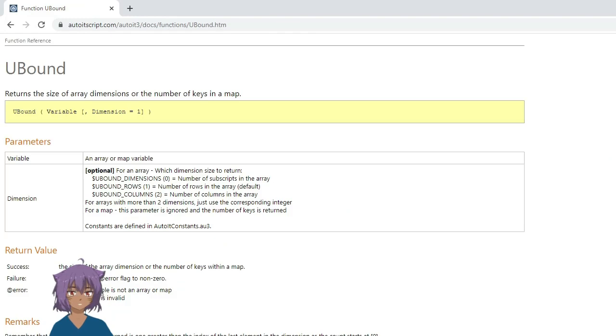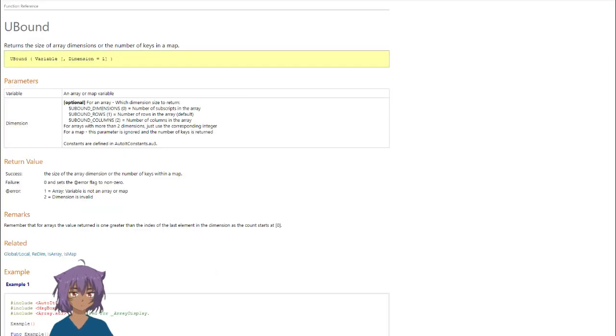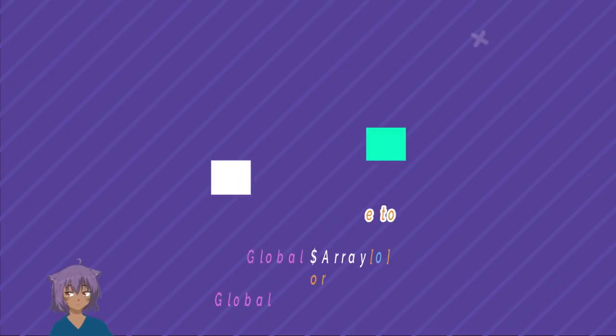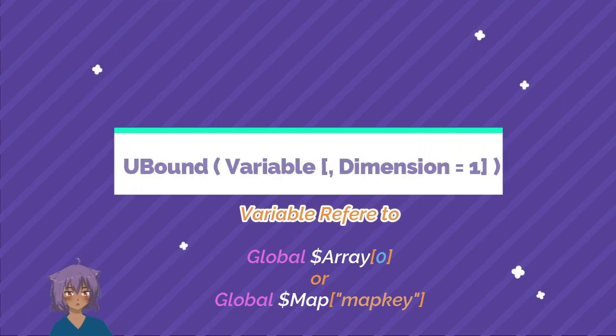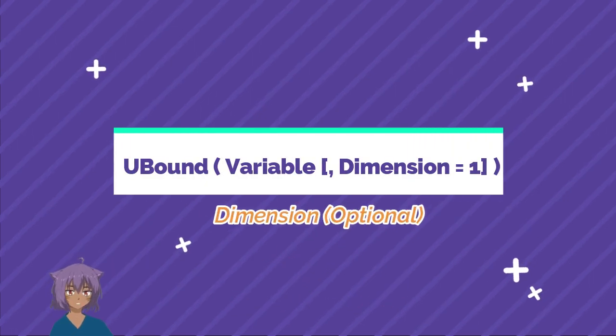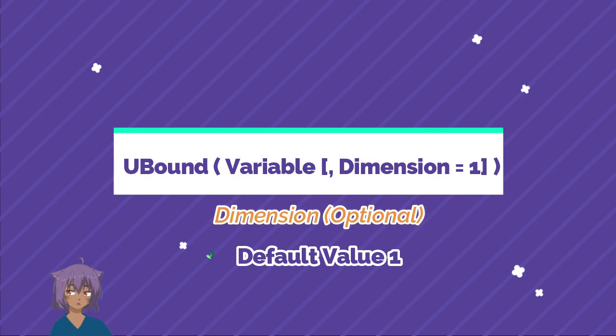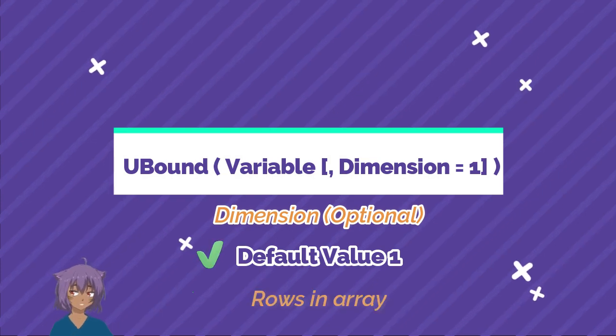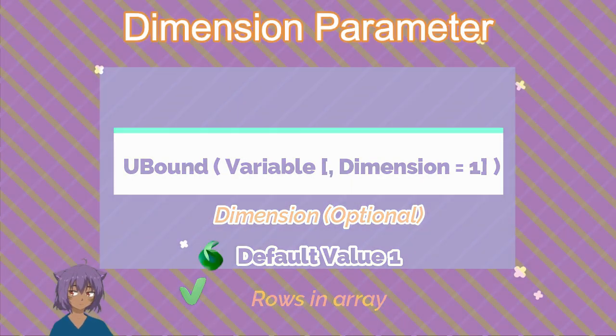UBound is a function that returns the size of array dimensions, or the number of keys in a map. Variable refers to the array or map variable, and the dimension parameter is optional. It uses 1 as the default value when not provided, which is the length of the rows in an array.